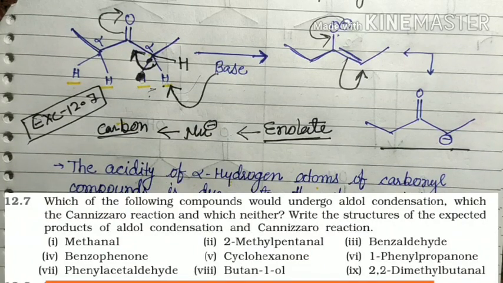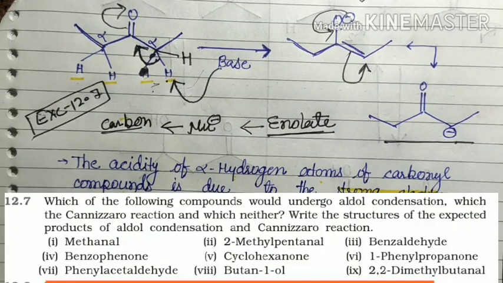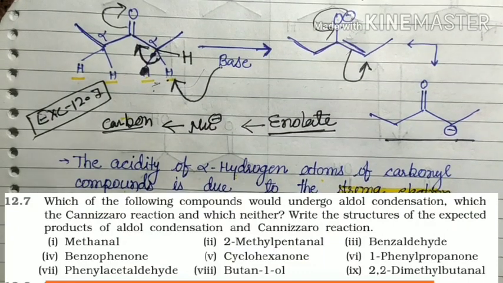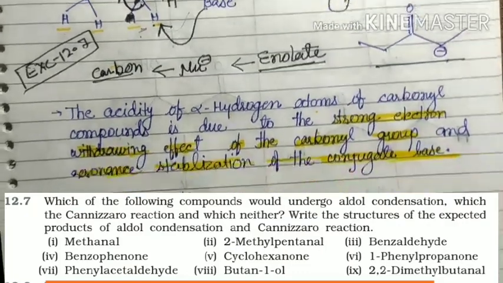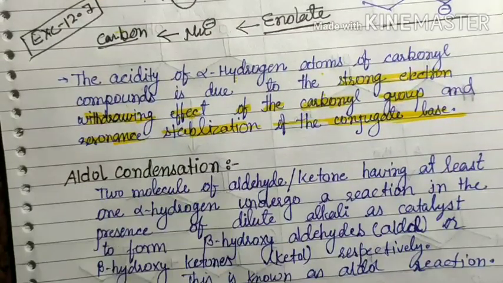For the Cannizzaro, no alpha hydrogen should be present. For aldol, alpha hydrogen should be present. For Cannizzaro, no alpha hydrogen should be present. And Cannizzaro reaction we discuss after the aldol. So to solve the question of exercise 12.7, remember that for aldol, alpha hydrogen is necessary, and for Cannizzaro, no alpha hydrogen should be present. So now move to the text for aldol condensation.